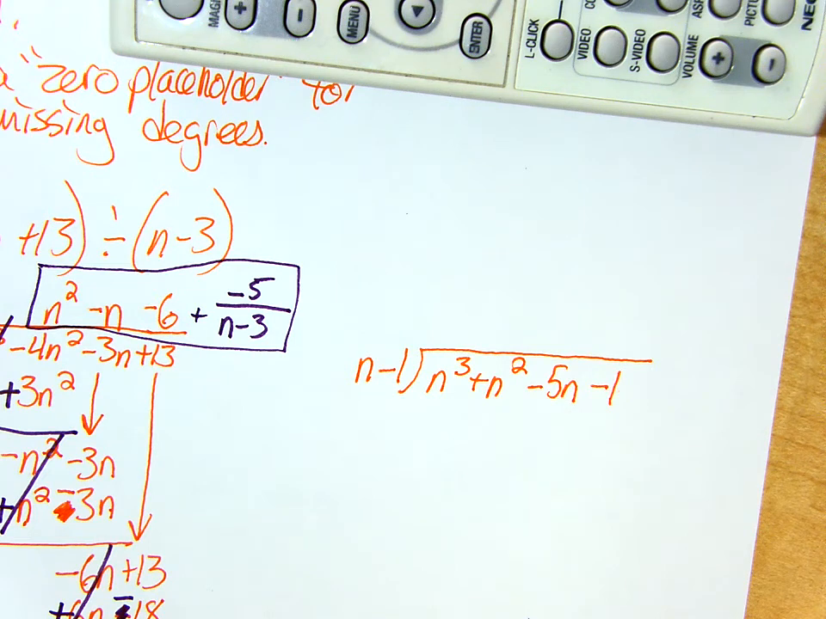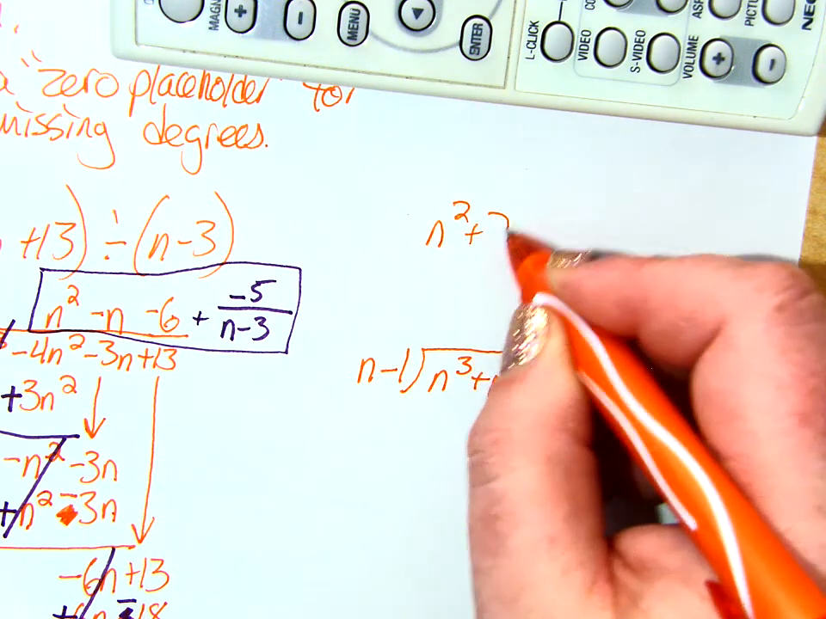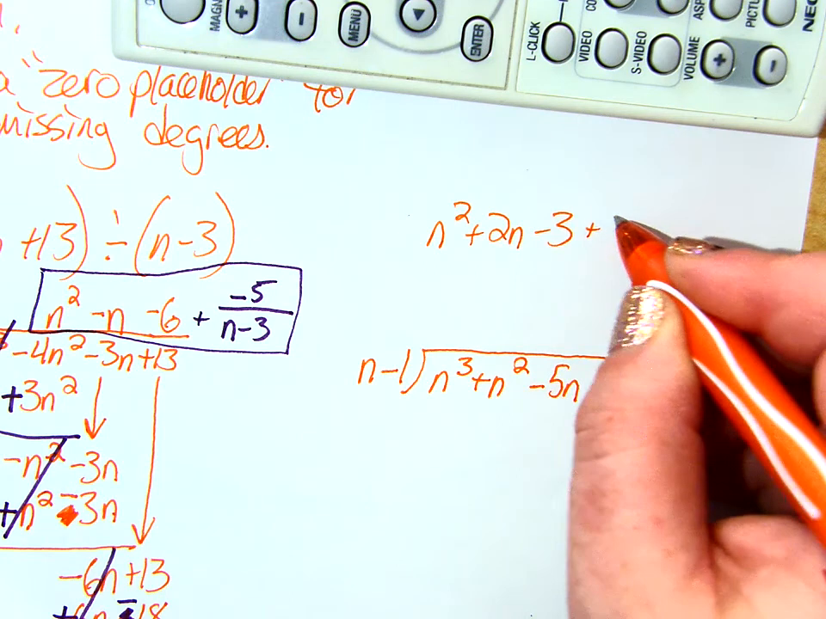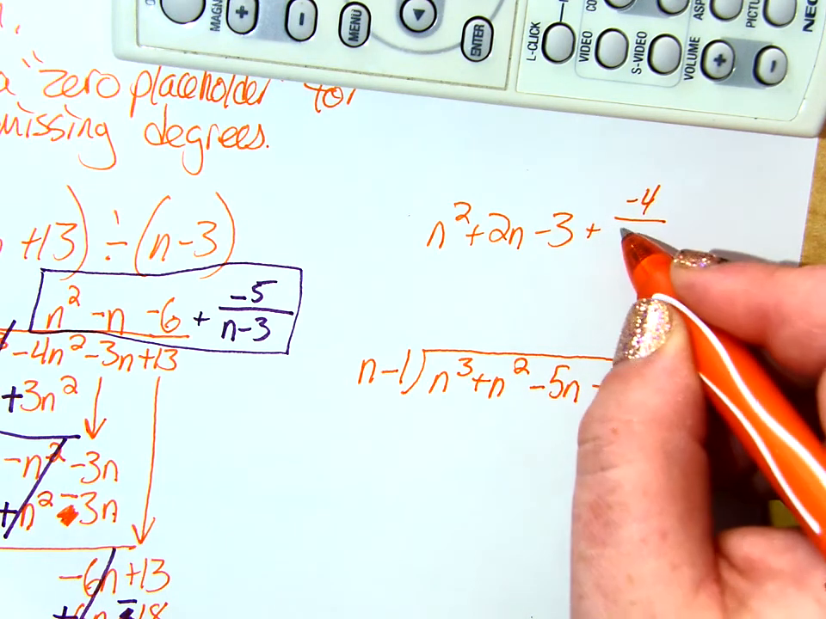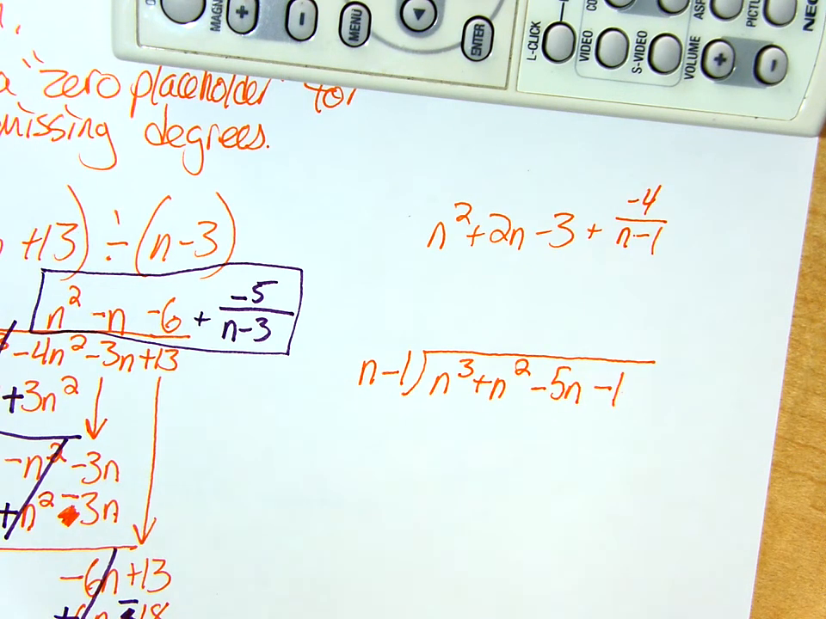You got it? I have no idea what the answer is. But why don't you tell me yours? n squared plus 2n minus 3 and negative 4 over n minus 1. Did anybody else get that same thing? You did? Okay. Well, let's try it.